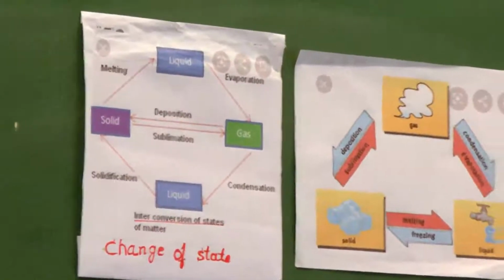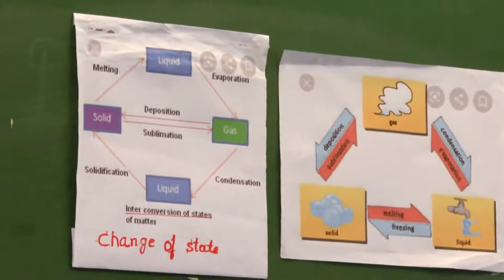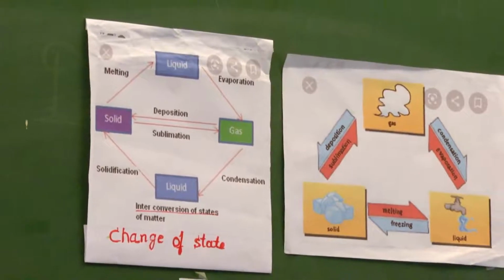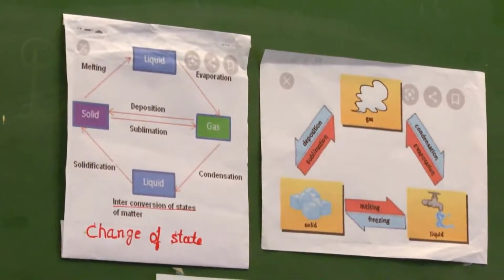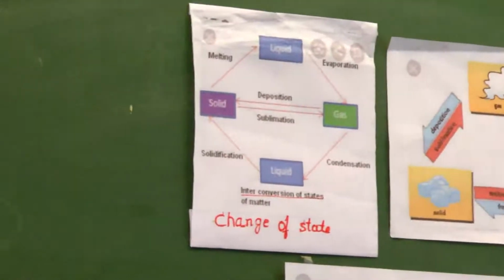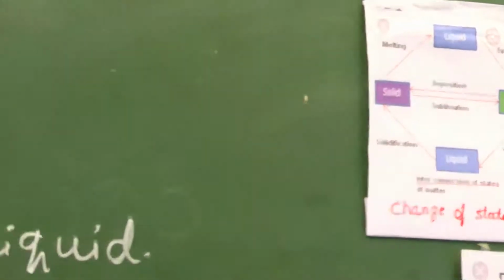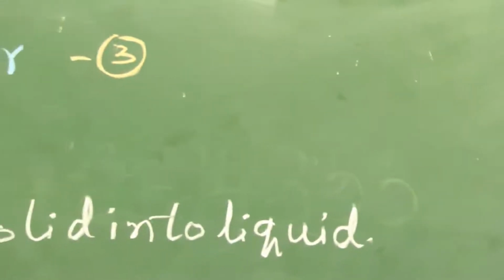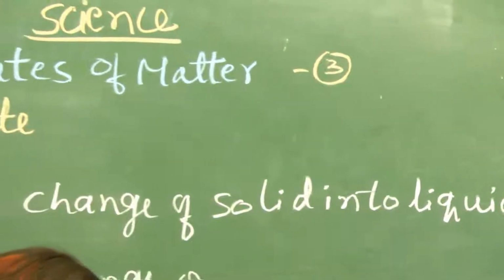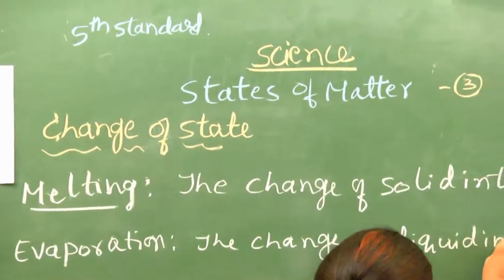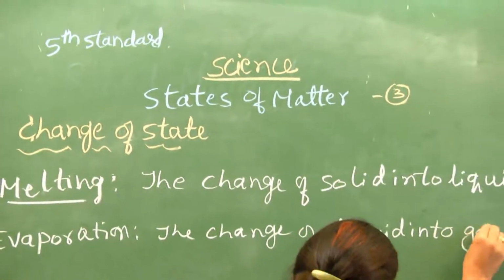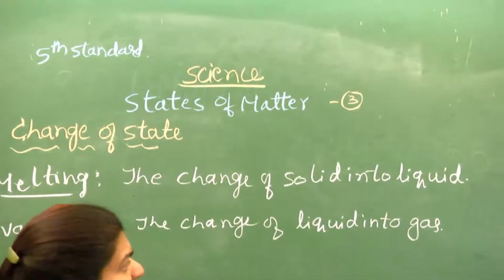And the next one: when the liquid is converted into gas, that is called evaporation. So the next one that we are going to consider is evaporation. What is evaporation? The change of state of liquid into gas is called evaporation.